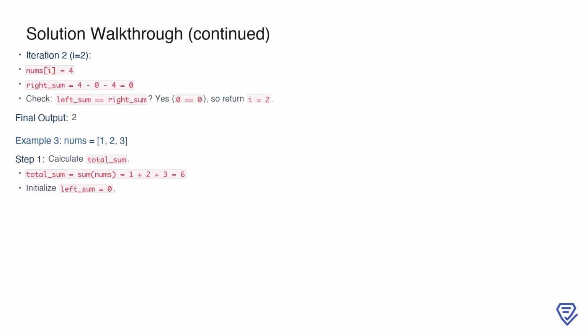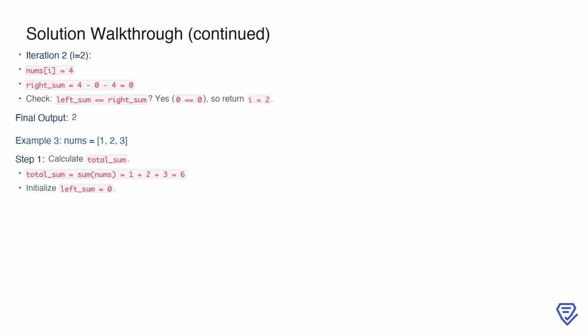Finally, in iteration 2, where i equals 2, nums[i] is 4. The right_sum is calculated as 4 minus 0 minus 4, which is 0. At this point, left_sum equals right_sum, as both are 0. Since the condition is satisfied, we return i, which is 2. The final output for this example is 2.